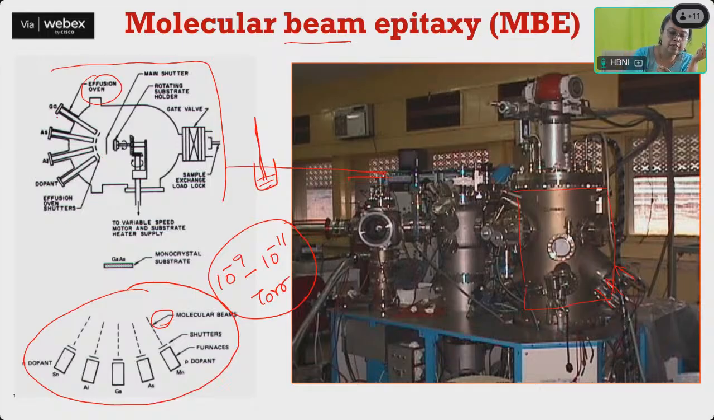Individually, all these cells can be heated to a different temperature. So if you want to do layer by layer deposition, like in this example I'm showing, this is gallium, this is gallium, sorry.